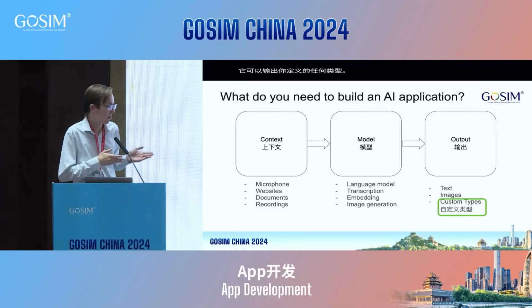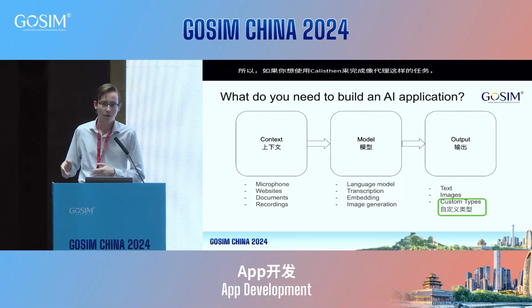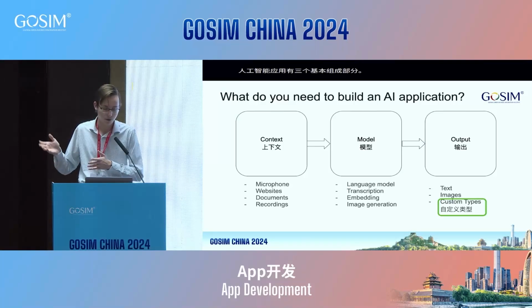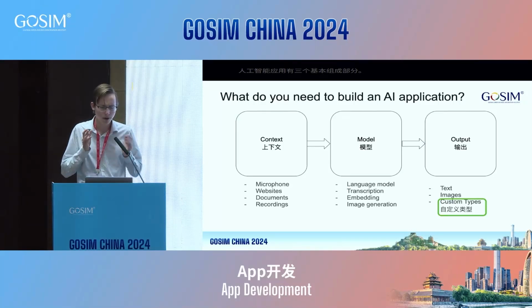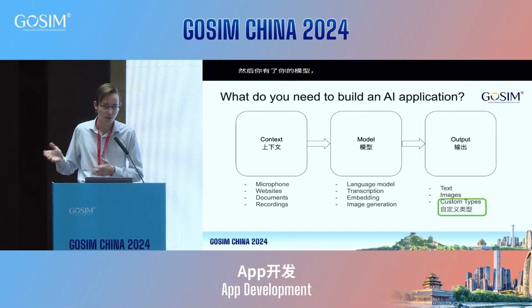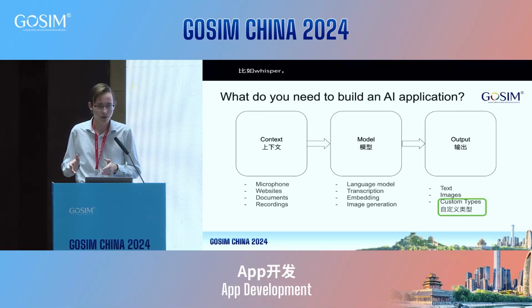There are 3 basic components for an AI application. You have some context, which is going to be documents, your microphone if you're recording audio, transcriptions, or some files like recordings. Then you have your model, which could be a language model. It could be a transcription model like Whisper, or embeddings for search, image generation like Stable Diffusion. Then you get some sort of output. Normally that's going to be determined by the model, but in GOSIM you can insert extra information into the model to tell it to output a specific type.